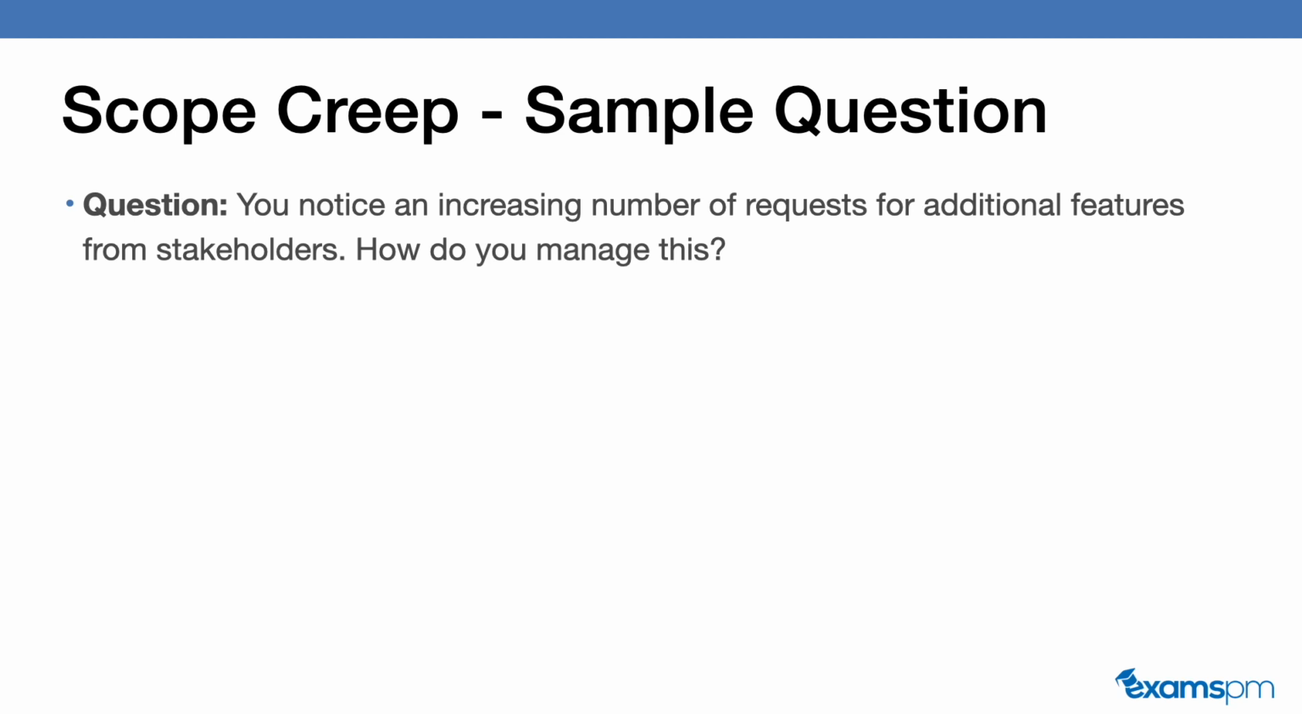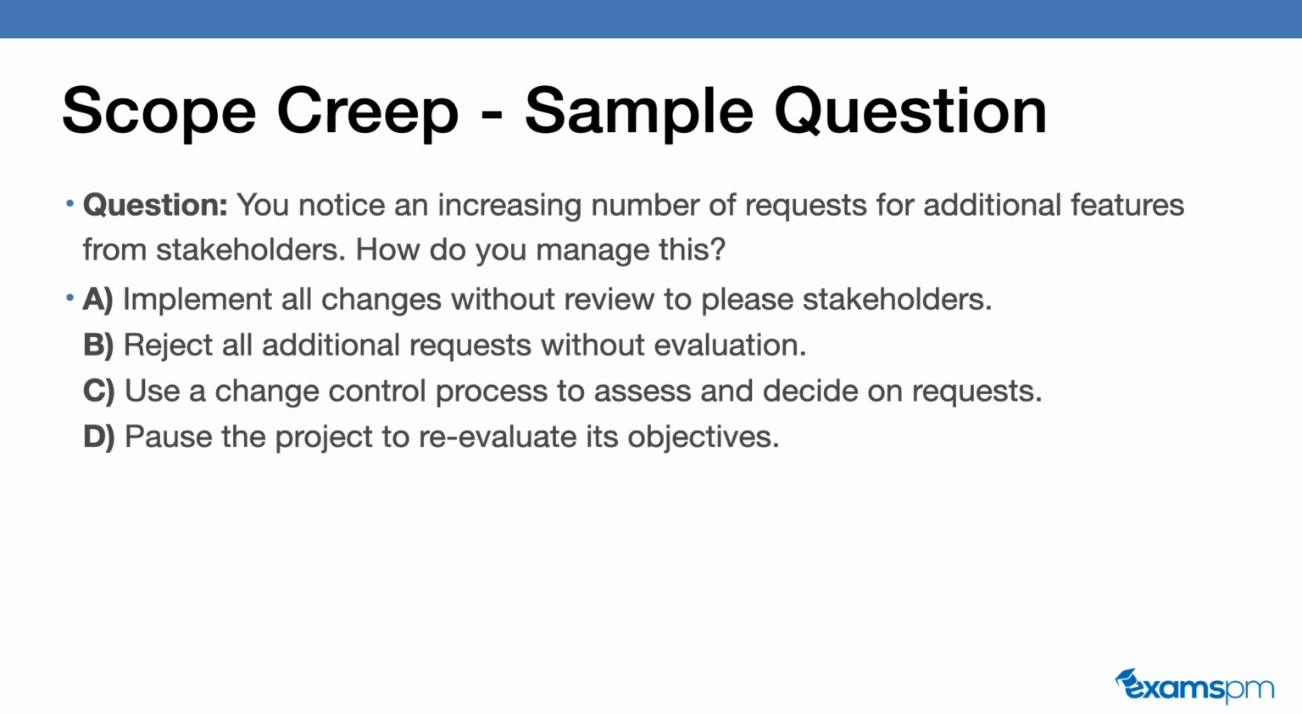The question is, you notice a significant number of requests for additional features from your project stakeholders. How do you manage this? So, do you A, implement all of the changes without review to please your stakeholders? B, reject all additional features without evaluation? C, use a change control procedure to assess and decide on requests? Or D, pause the project to reevaluate its objectives?